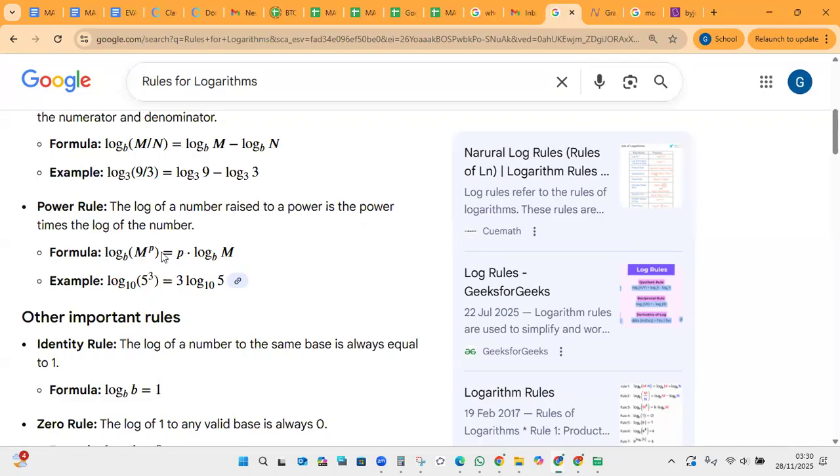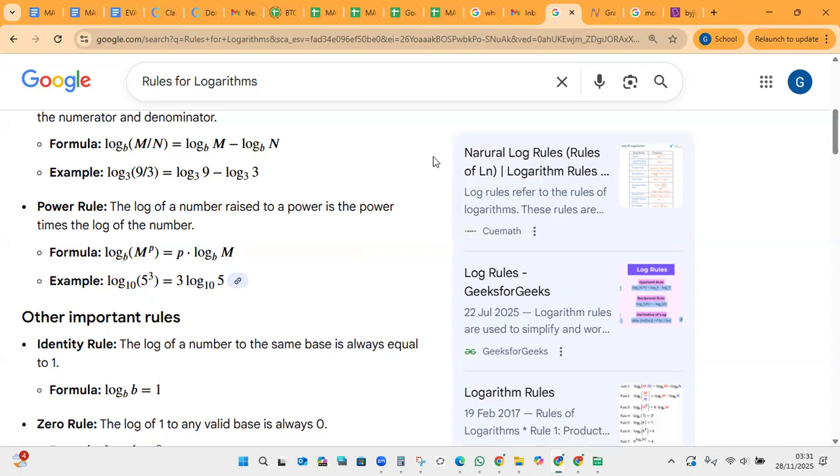So we can replace this term with that term, where the power is now a product with the logarithm of the number. So here you have an example, logarithm in base 10 of 5 raised to the exponent of 3. This is the same as 3 times the logarithm in that same base of 5. As you can see, the exponent 3, or the power of 3, becomes a multiplication in front of the log.